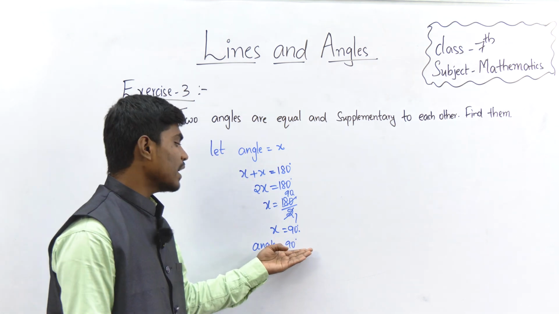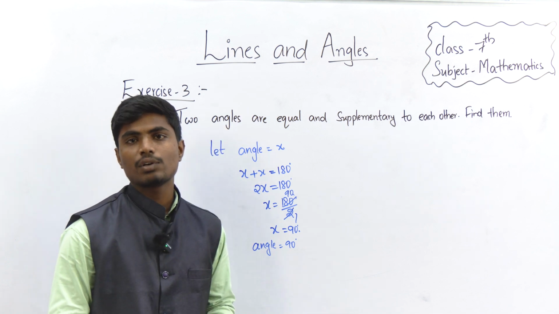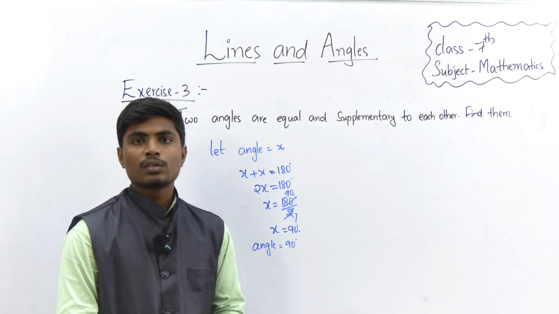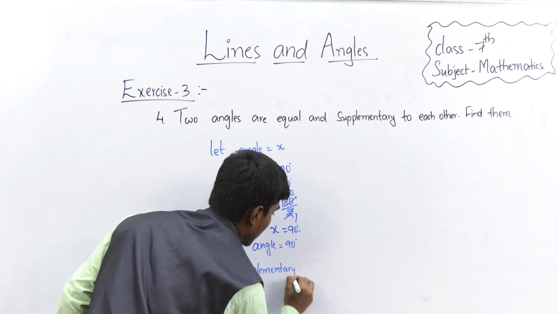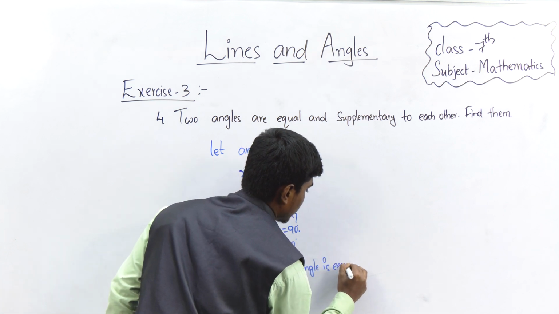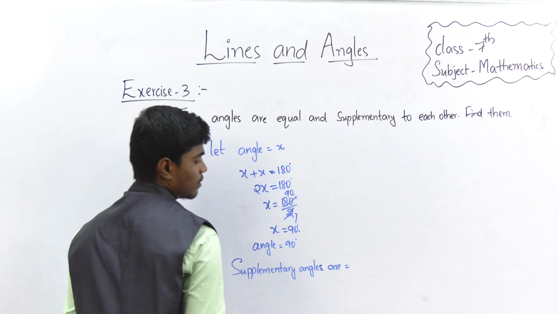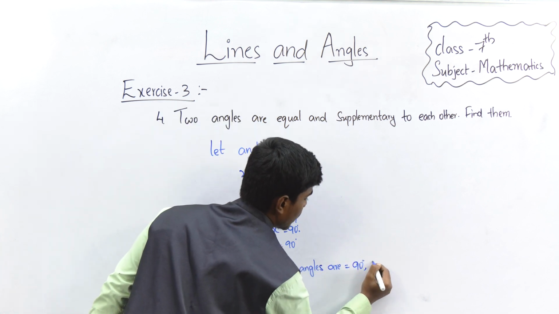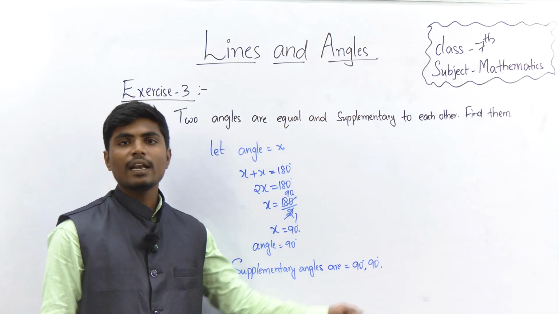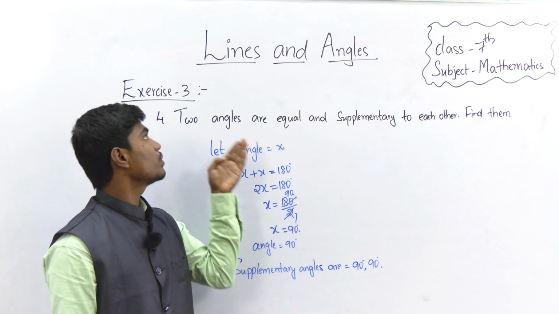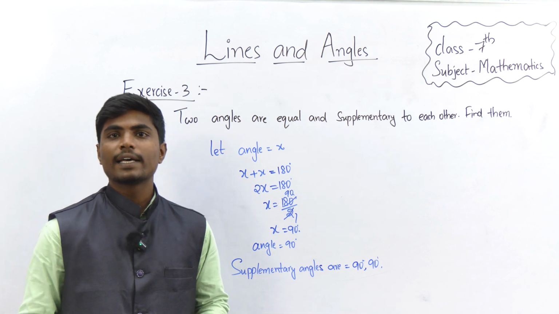If one angle is 90 degrees, the other is equal, so the other angle is also 90 degrees. So the supplementary angles are 90 degrees, 90 degrees. What are the supplementary angles? 90 and 90. So this is the solution for the fourth problem, and with this problem we have completed our exercise 3.